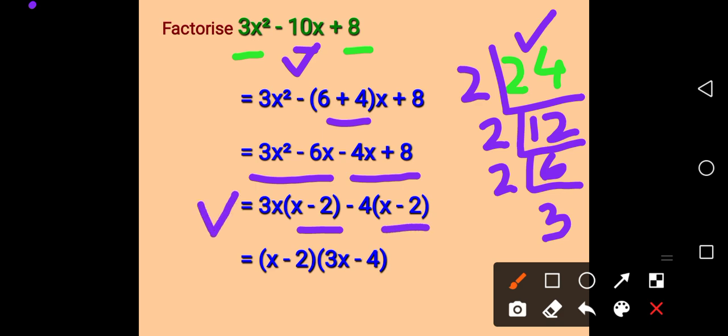So in this line, if we see the whole expression, x minus 2 is common, so we can take it outside, and the remaining part will be 3x minus 4. So the ultimate factorization of 3x square minus 10x plus 8 is x minus 2 into 3x minus 4.